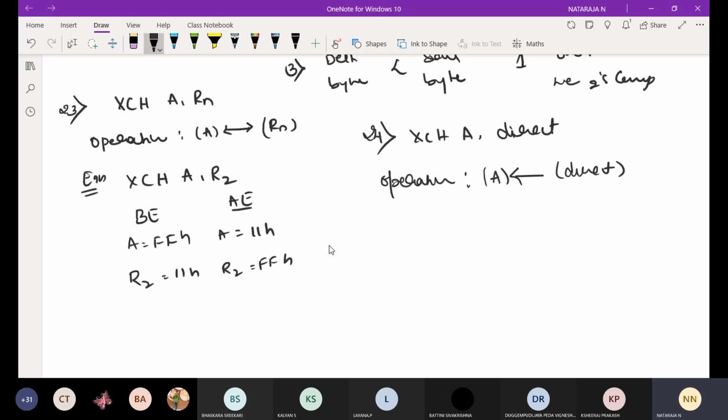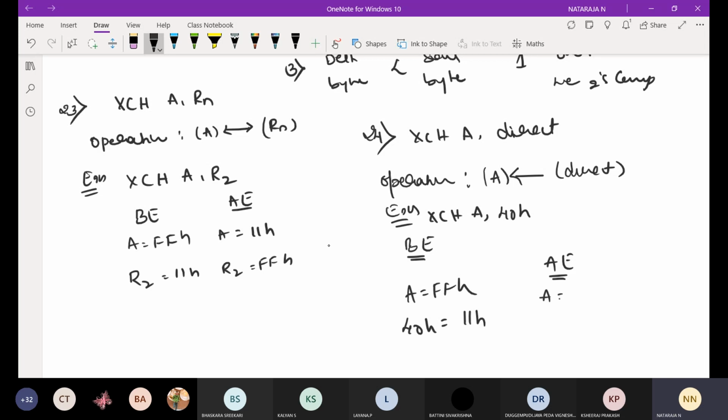Okay, see the example. Example for this: exchange A comma 40H. Before execution, we have A is equal to FF. In the 40H location, we have 11H. After execution, A becomes 11H, 40H becomes FFH. This is about your exchange A comma direct.